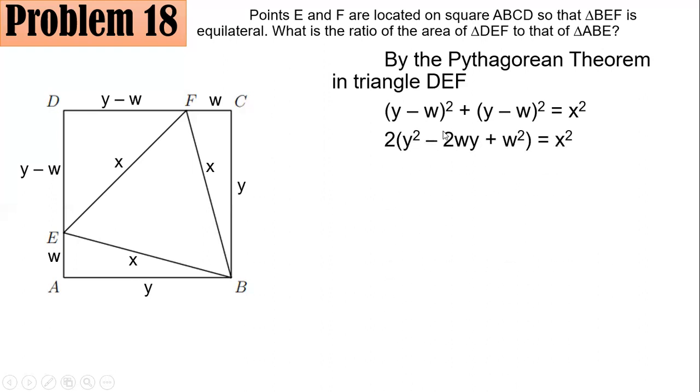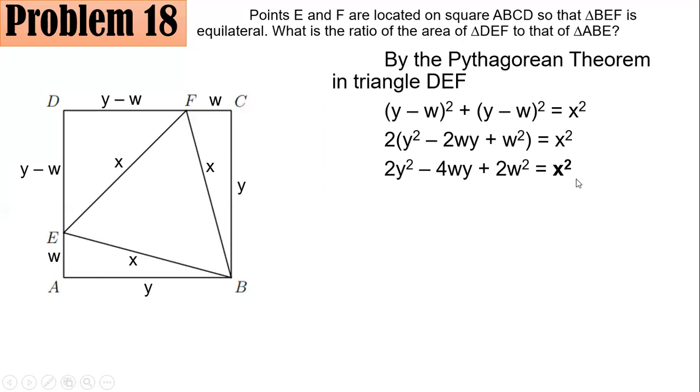So by simplifying, if you square y minus w, that's y squared minus 2wy plus w squared. Some of us are familiar with squaring. It means y minus w times y minus w. But again, since there are 2 of them, I just factored out the 2. And by distribution, that's 2y squared minus 4wy plus 2w squared equals x squared.